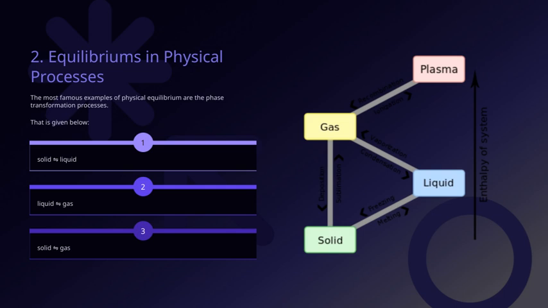These examples are fundamental because they illustrate how different phases coexist and balance each other under specific conditions. Understanding these equilibria helps us grasp how materials change states in a controlled manner, which is crucial in many industrial and natural processes. So, recognizing these phase transitions is key to mastering the concept of physical equilibrium in thermodynamics.